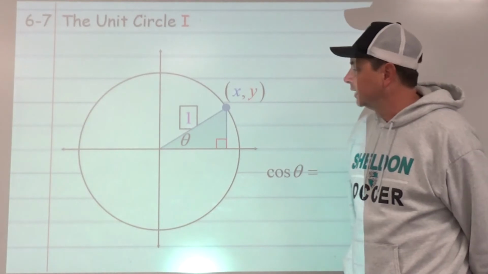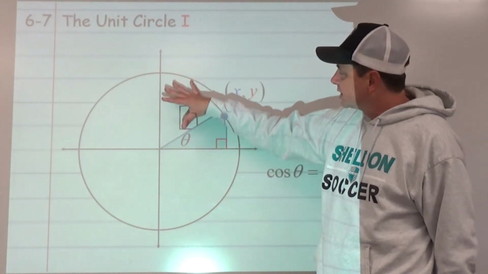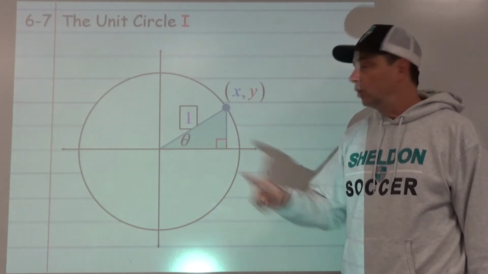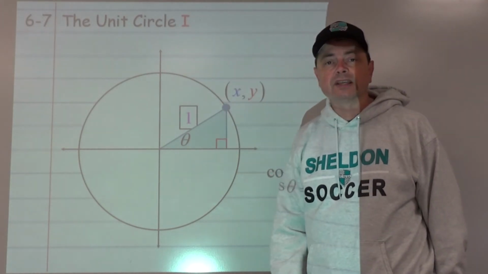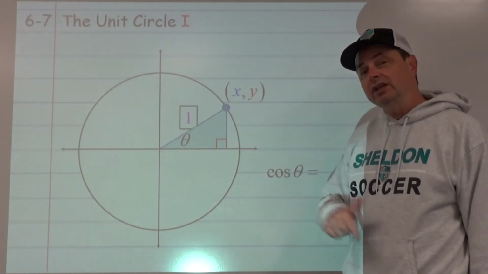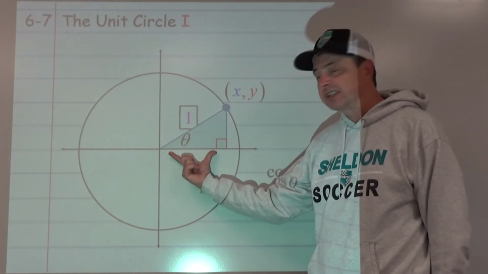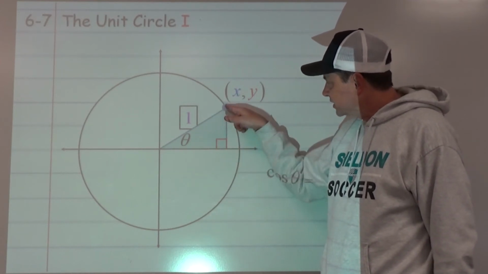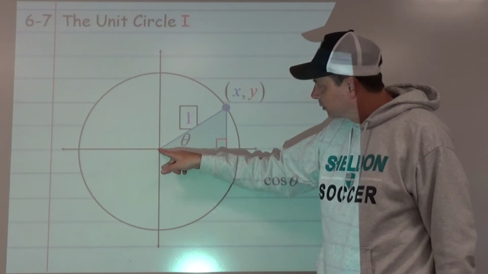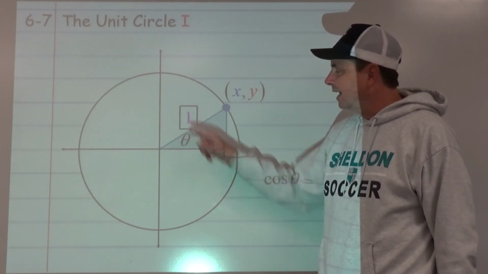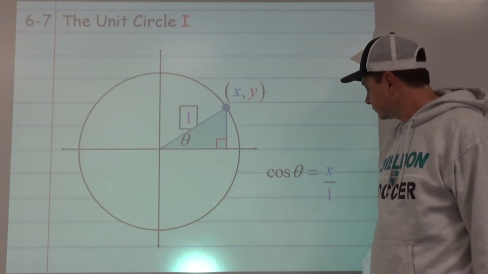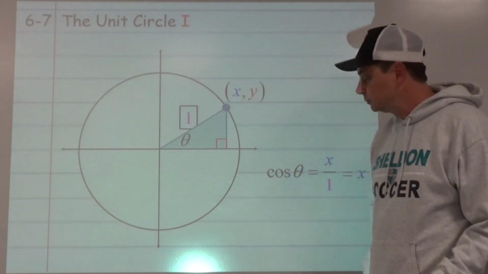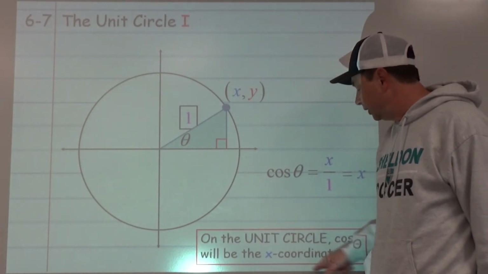What about cosine of theta? Back to our unit circle, a point on the unit circle being x comma y. We have a hypotenuse of 1 because the radius is 1. That's what defines a unit circle. Cosine of theta we know is adjacent divided by hypotenuse. Here's the adjacent leg, and that is the x coordinate. Since it's x, that's the distance from the origin to here. So x divided by 1 is x. So on the unit circle, cosine of theta will be the x coordinate.